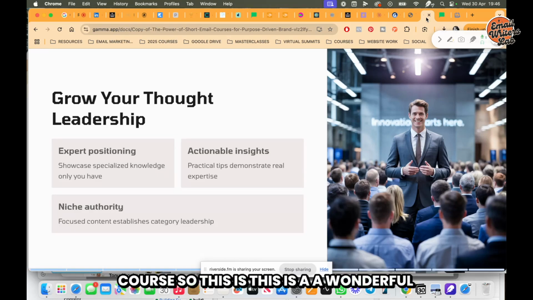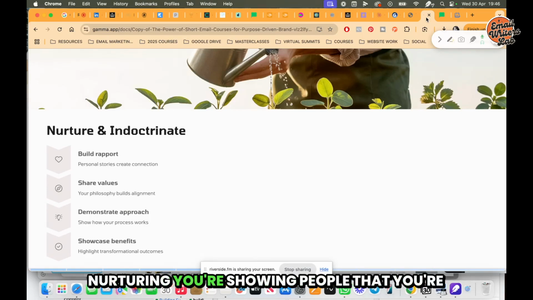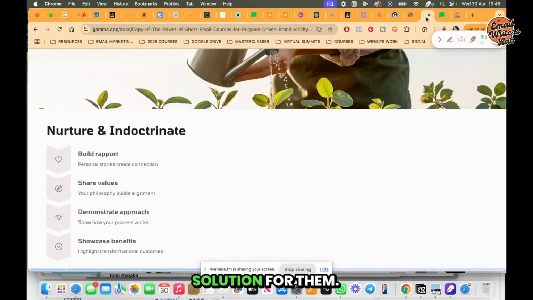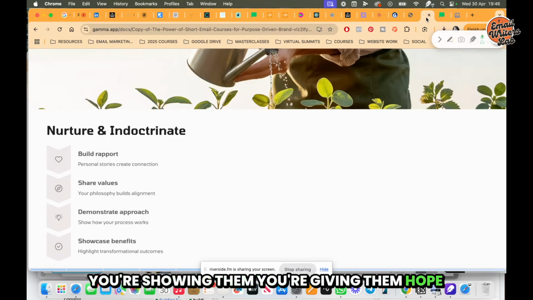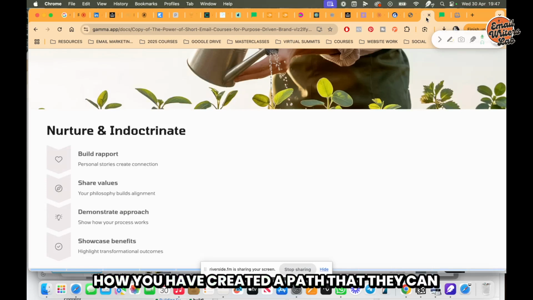So this is a wonderful thing also, to be able to nurture and indoctrinate people. So it's similar to the things that we've said before. You nurture. I talked about it last week, I think. When you talk about nurturing, you're showing people that you're building that rapport, you're sharing your values, showing people that you care about them, showing people that you have a solution for them, you're giving them hope, giving them encouragement, all that kind of thing. You can do all that with your email mini course, as well as show how you have created a path that they can follow, and the benefits of working with you.